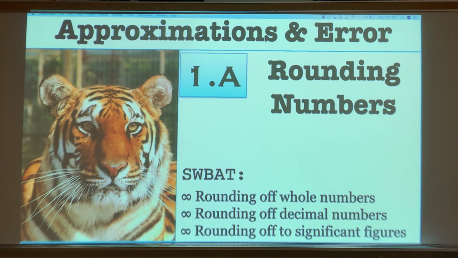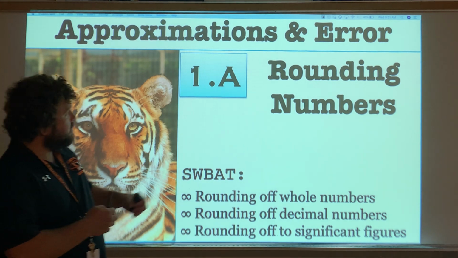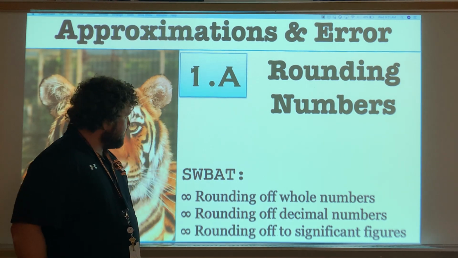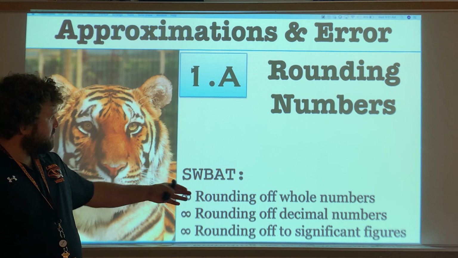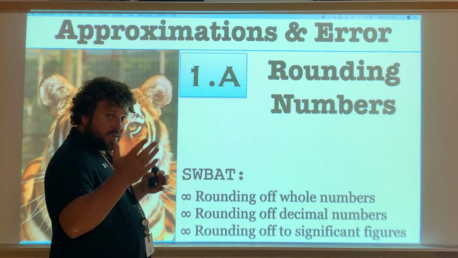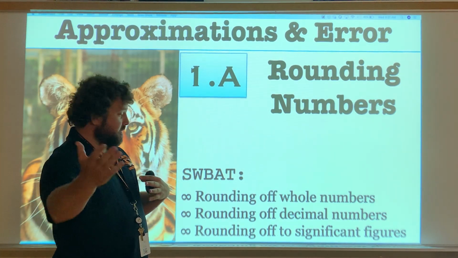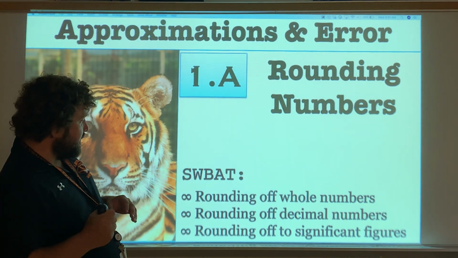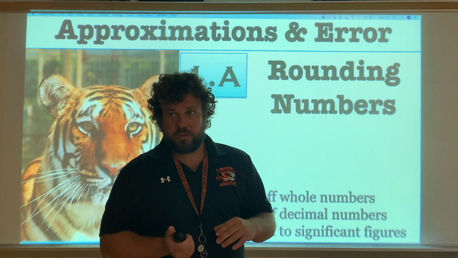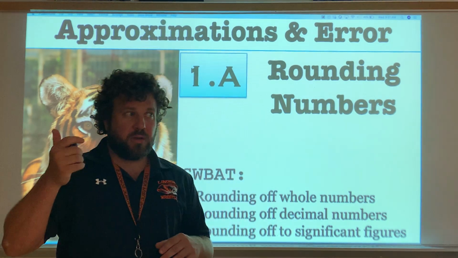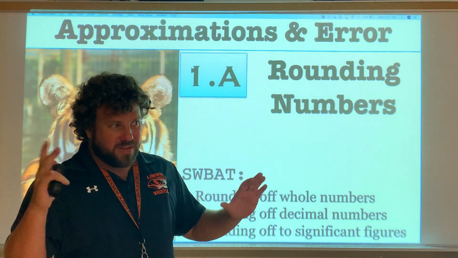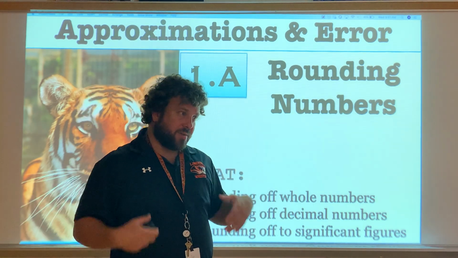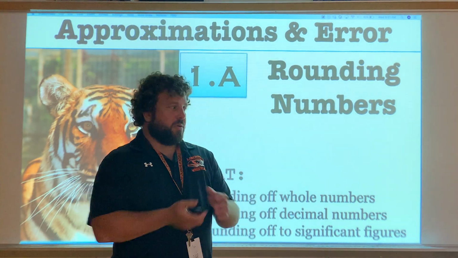Guess what? This completes our first chapter, 1.A, rounding numbers. Okay? So, as of now, based on what I just taught you, and what you already know, you should know how to round off whole numbers. You should be able to round off decimal numbers, and you should be able to round significant figures. Okay, so I just gave you 3 great tools that by themselves aren't really useful, but they will be used throughout this year in order to solve better problems, okay?